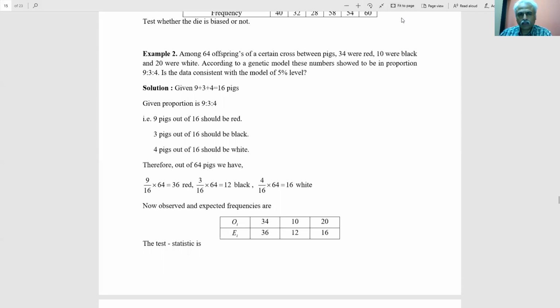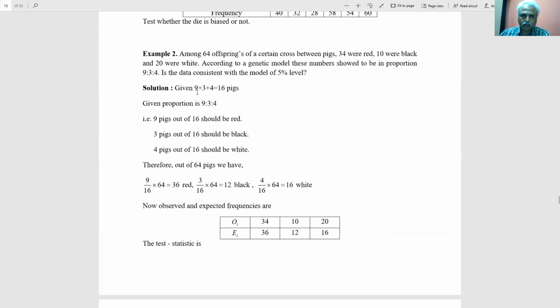You collect a sample of 60 or 100 or 1000, the sample should follow this ratio. Here the observed sample is 34, 10, 20, red to black to white. This sample may not follow this law exactly, but whether it is almost following the law or not, that we are going to test. According to the genetic model, these numbers should be in the proportion 9:3:4. Is the data consistent with the given model? At 5% level, you already know what is meant by 5% level of significance, or 95% confidence. Now, how do we go?